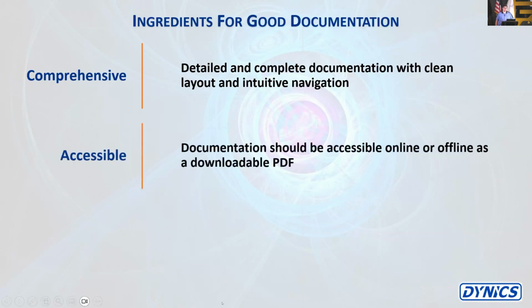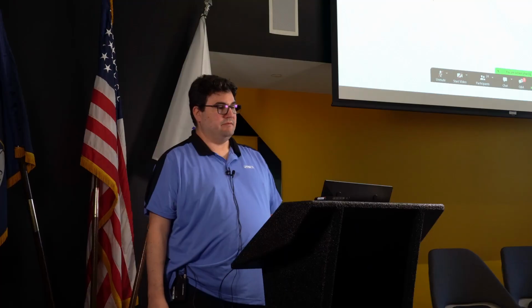The next thing is it has to be accessible. So whether you're going to view this online or offline, you have to be able to access it. Online would be a website that hosts the documentation where you can navigate through it. Offline could be you can download this as a PDF and view it offline on your computer.